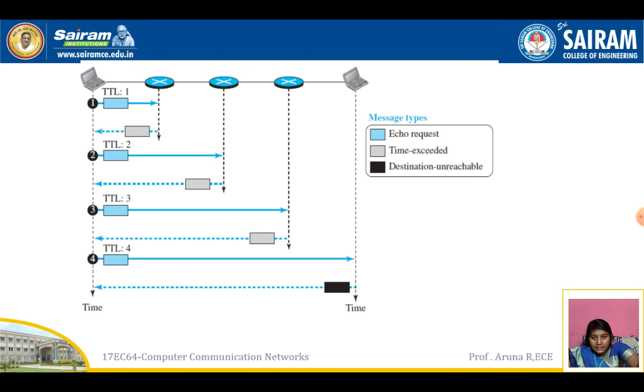Next, here is an example of the traceroute. The traceroute program: if there are n routers in the path, the traceroute program sends n plus 1 messages. The first n messages are discarded by the n routers, one by each router. This is about the traceroute program.